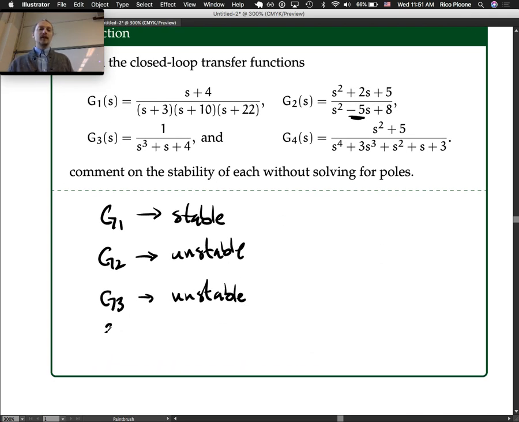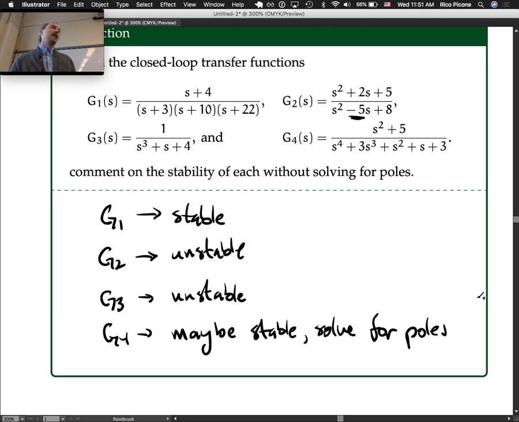What about G4? There's nothing missing, they're all positive, so maybe stable. We have to solve for poles. Or we'll use this trick that is what the next lecture is all about, the Routh-Hurwitz criterion. So this is the way to look at a transfer function and say, stable, unstable, maybe stable, etc. Okay?